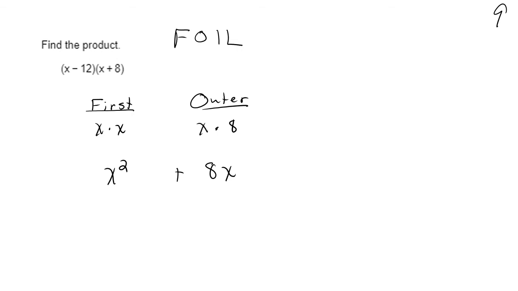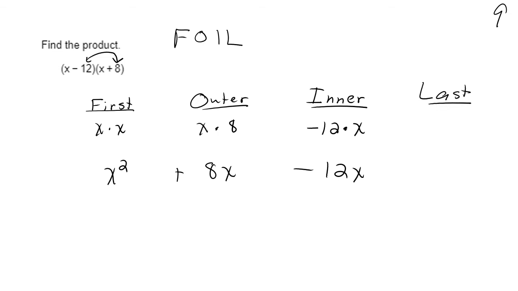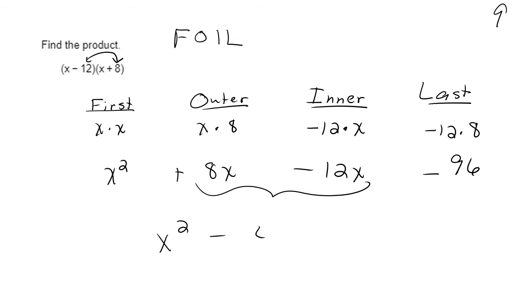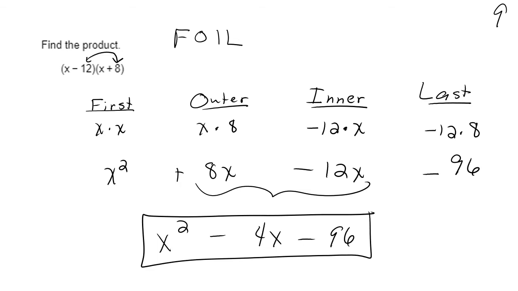Then I go to the middle of my problem, which would basically put me with my innermost terms. That would be the minus 12 times the x, which does give me a negative 12x. And last but not least is the L. The L stands for last, and that would be my terms negative 12 times 8, because they're the last two terms in each parentheses, which gives me negative 96. Combine your middle terms to get x squared minus 4x minus 96 as my final answer.